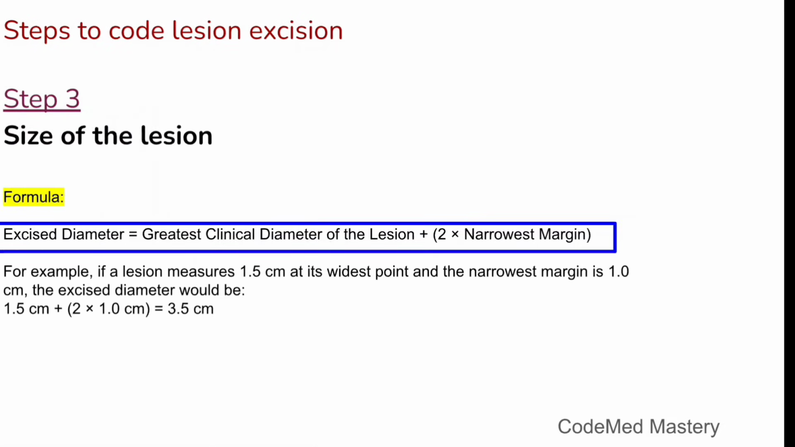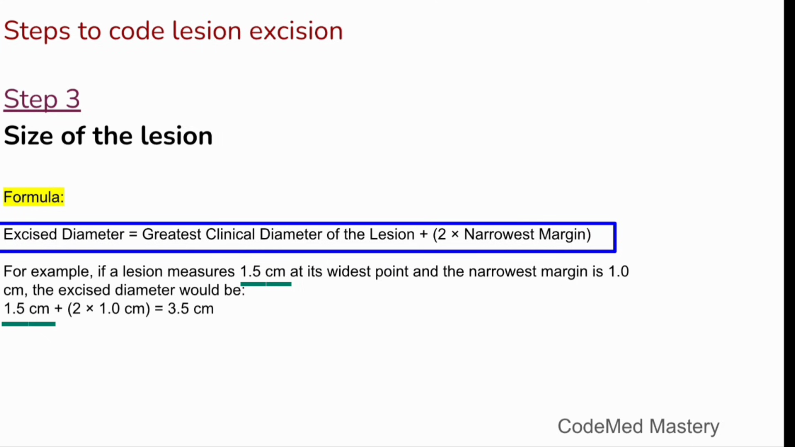Step 3 is size of the lesion. We have to find out the size of the lesion. For that, there is a formula, that is excised diameter is equal to greatest clinical diameter of the lesion plus narrowest margin multiplied twice. For example, if a lesion measures 1.5 cm at its widest point and the narrowest margin is 1 cm, the excised diameter will be calculated with 1.5 cm as the greatest clinical diameter, because they have given lesion measures 1.5 cm at its widest point. Therefore, it is the greatest clinical diameter.